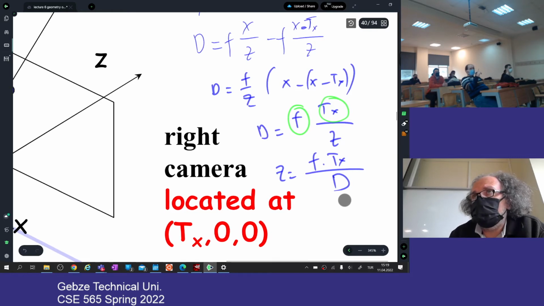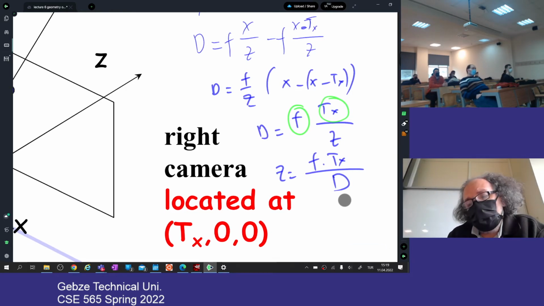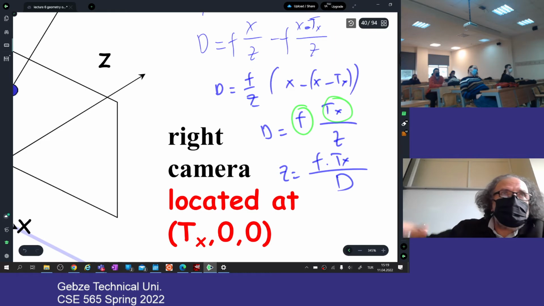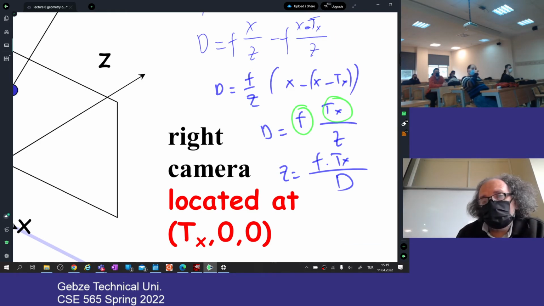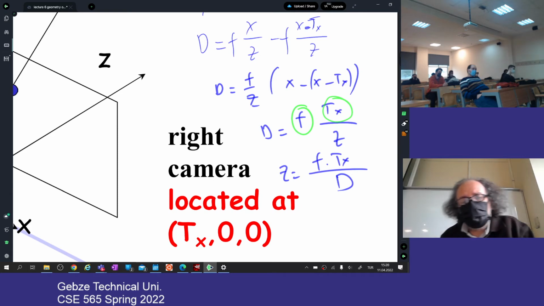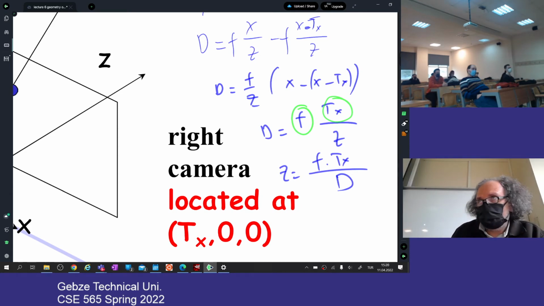If d is 0, it means my z is at infinity, right? That's good. So by formulas we figured out that disparity and depth are inversely proportional to each other. And the focal length is involved. Tx is involved in this picture. Let's look at this tx a little bit. What is the effect of tx?